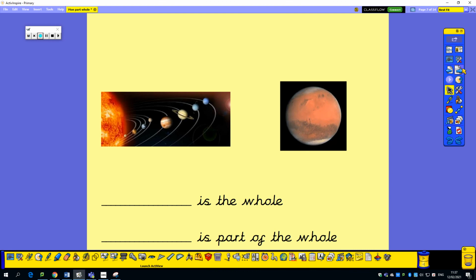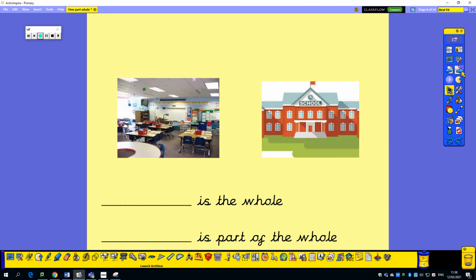Try the next one. Pause me if you want to. So the universe, or the solar system, is the whole, and a planet, and I think this is Mars, is part of this whole. It works together with all the other parts to make the whole. Here's another one. Can you do it before me? Pause me if you want to. So the school is the whole, and the classroom is part of that whole. There are lots and lots of classrooms that make up the whole.